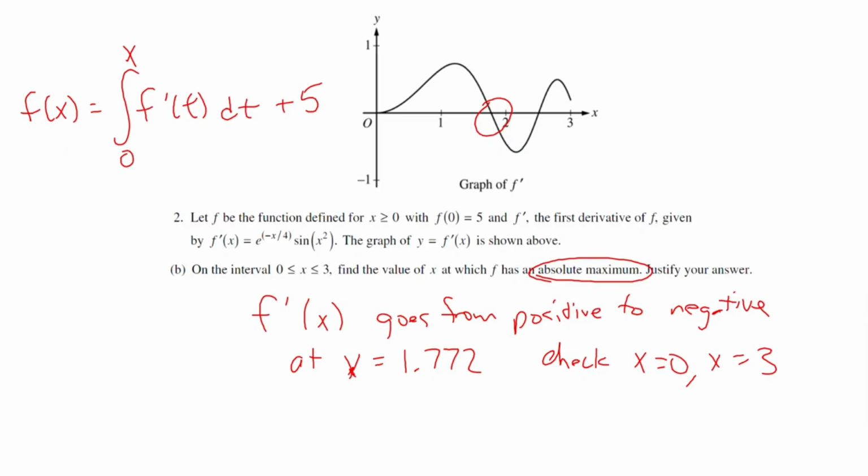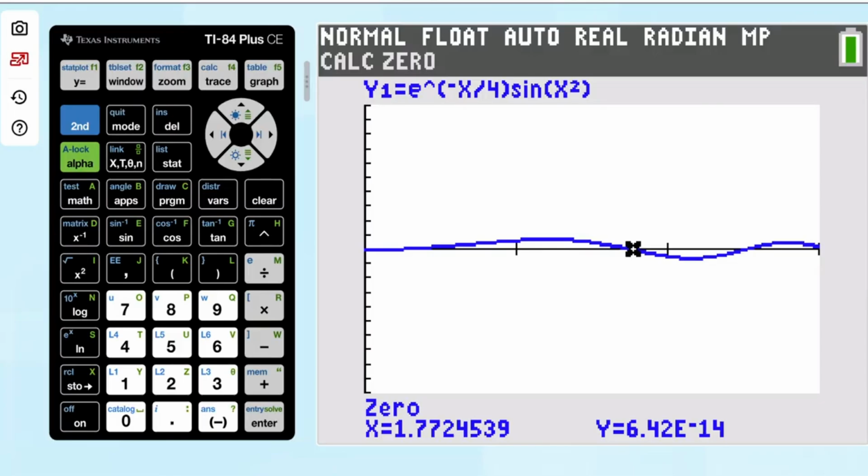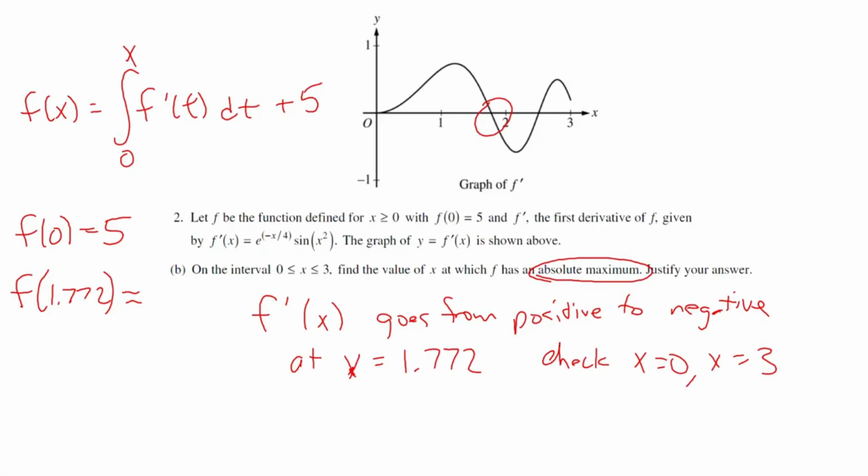So we'll just evaluate f of 0, f of 3, and f of square root of pi. We know that f of 0 is 5, so we don't really need to do anything there. But f of 1.772, we can find that value. And I'm not going to round that. I'm going to add that 4539 that's on there to this.